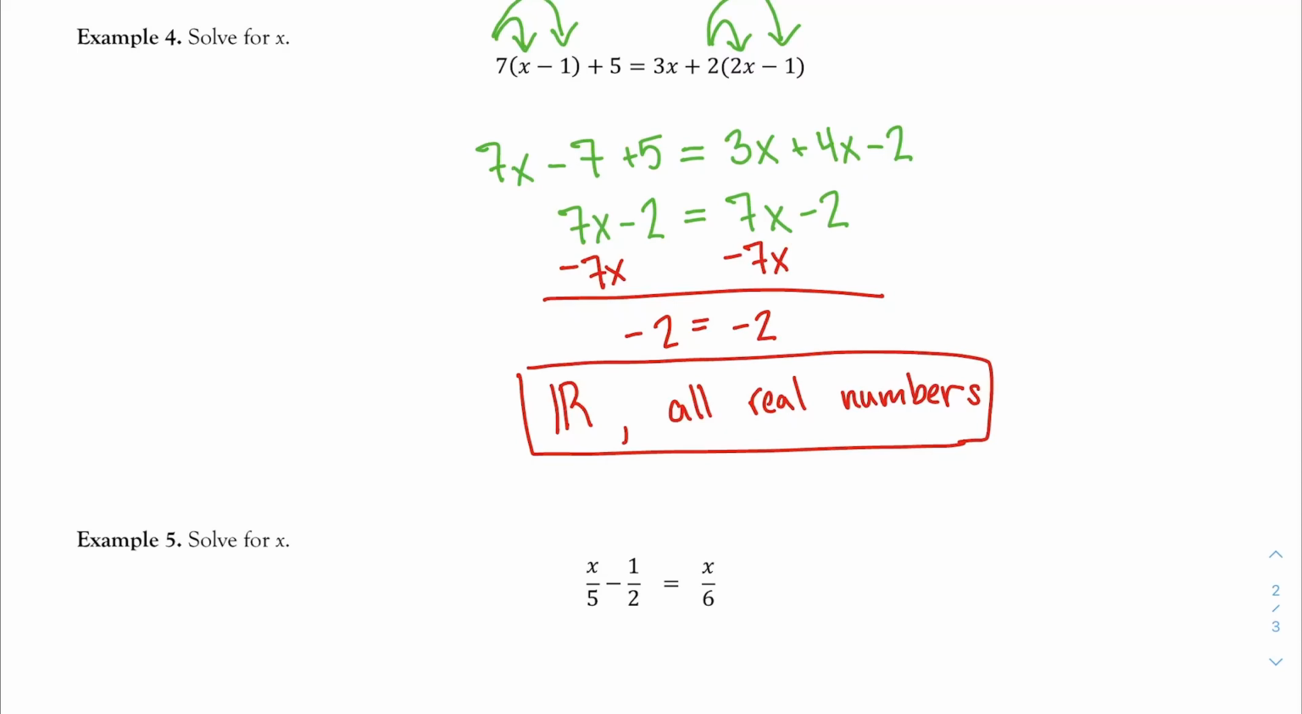All right, so for example 4, every x works out. You can test this out. Choose your favorite number, plug in for x, and you should always get that this equation is true no matter what. So this tells us that it is possible to have every single real number as a solution. We don't always necessarily have just x equal to a number. We could have all real numbers.